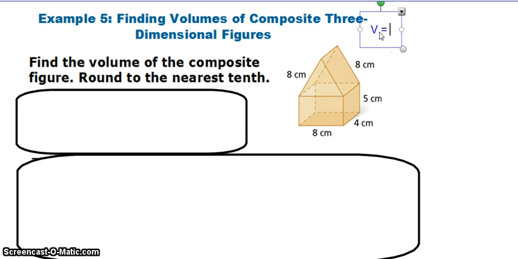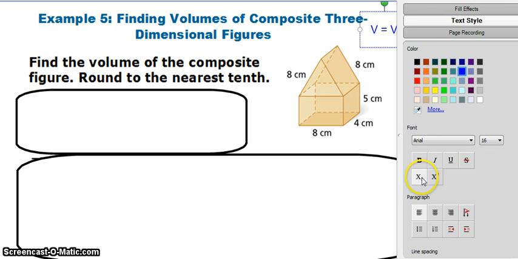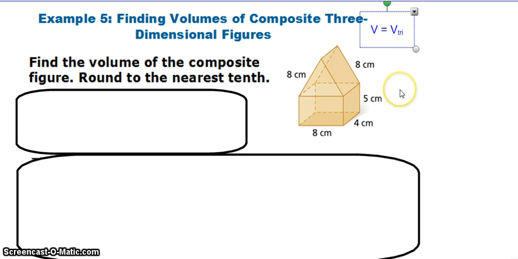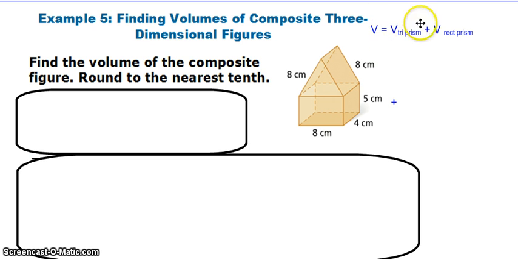Volume equals, in this case, the volume of the little triangle. Let me see if I can do a subscript. I'm going to put TRI. I hope it's typing. Let's see what happens when I come back here. Yeah, the volume of the triangle. Let's see if I can move over. Okay, so here we have it. The volume total is the volume of the triangular prism plus the volume of the rectangular prism.